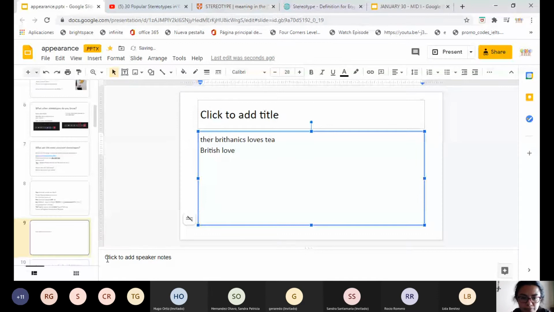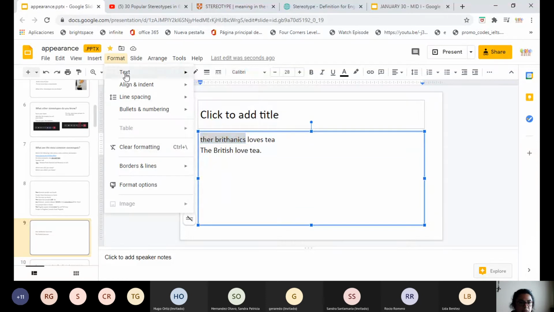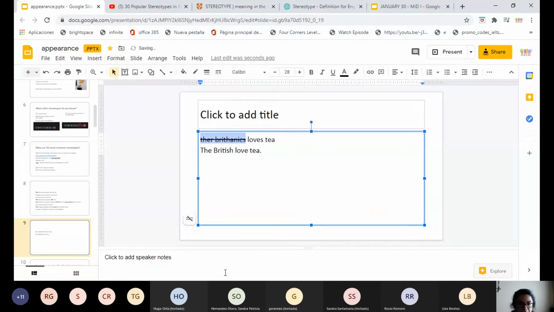Love tea. Love without S. Yes. And in this case, you can say the British. Aquí sí lo pueden usar. The British love tea. ¿Por qué? Porque no están usando el people. Entonces, the British love tea in general. So when we say the British, the German, the Colombians, etc., we use the. In that case, it's possible, but no Britannics. Britannics doesn't exist. We say British, okay?